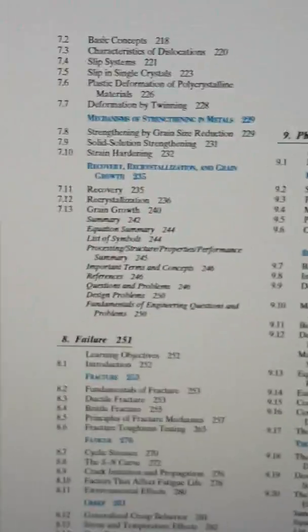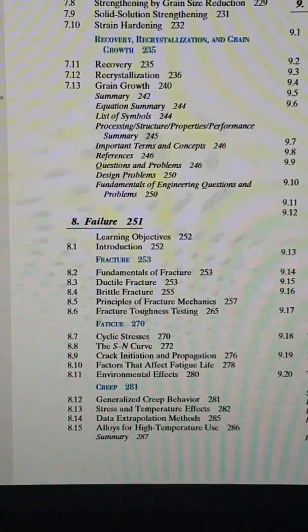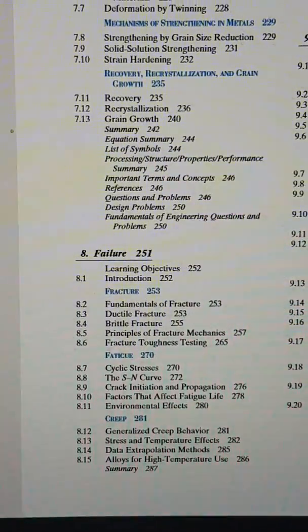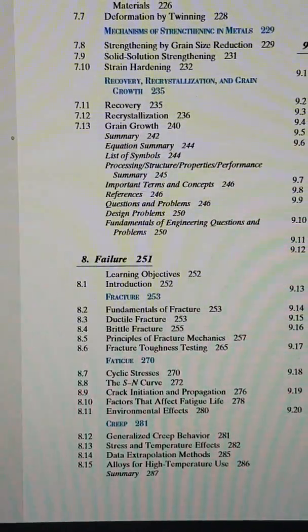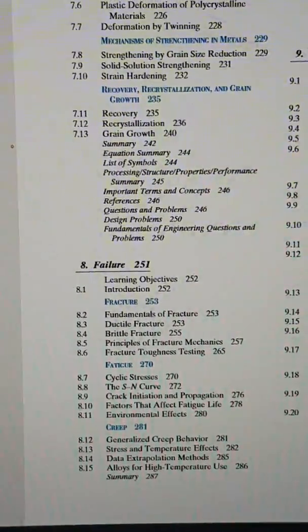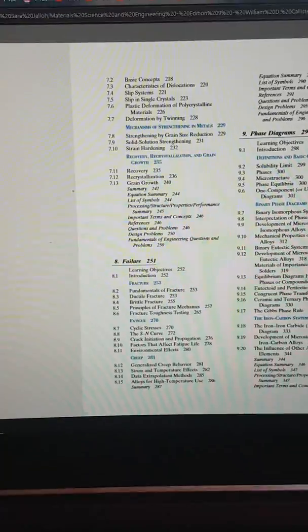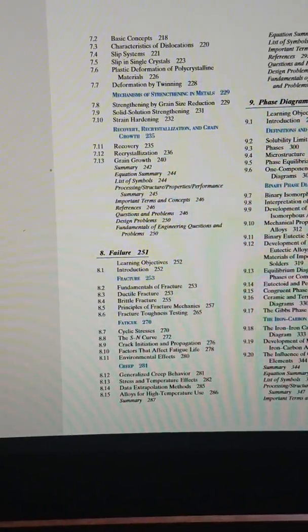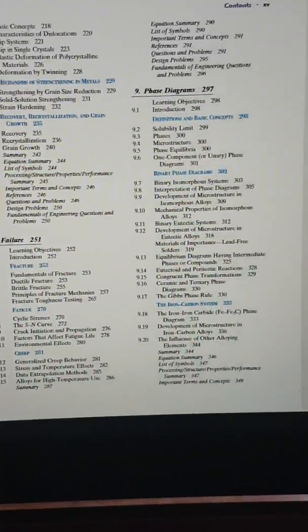And chapter 8, we're going to study failure. Failure is one of the most important topics in material science and engineering, because as we know, materials tend to fail. There are some cases in which we design materials to fail. So we're going to talk about failure intensively in this course. So we're going to learn about fracture, fatigue, creep, all these things. Then we're going to move to chapter 9.